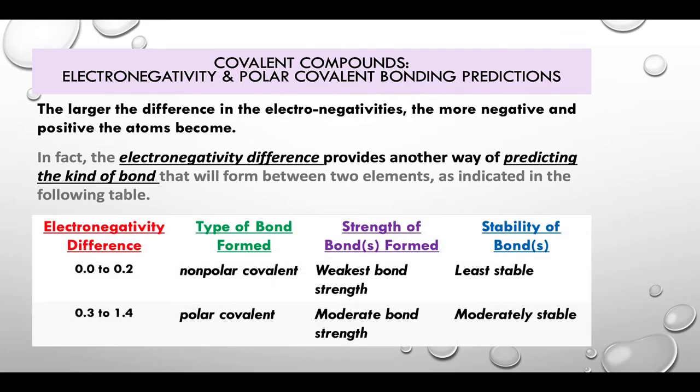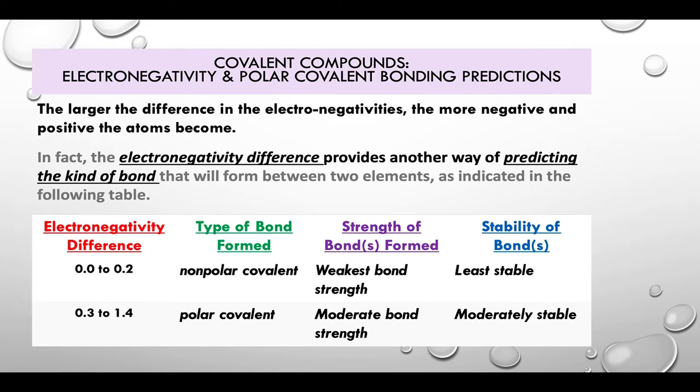And here's a table. You take the electronegativities of the two atoms, and if there's a difference between 0.0 and 0.2, we call that a nonpolar covalent bond. There's just not a big enough difference where we see this north and south pole, this plus or minus. It's the weakest bond in terms of strength, and it's the least stable. It's easy to break them apart.